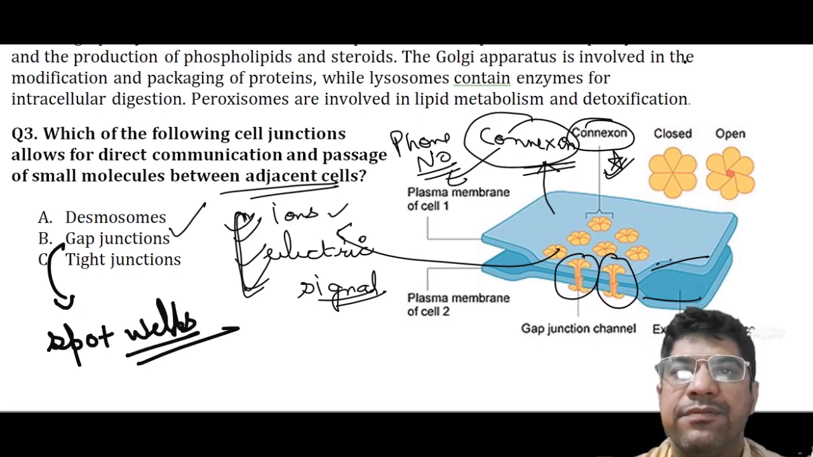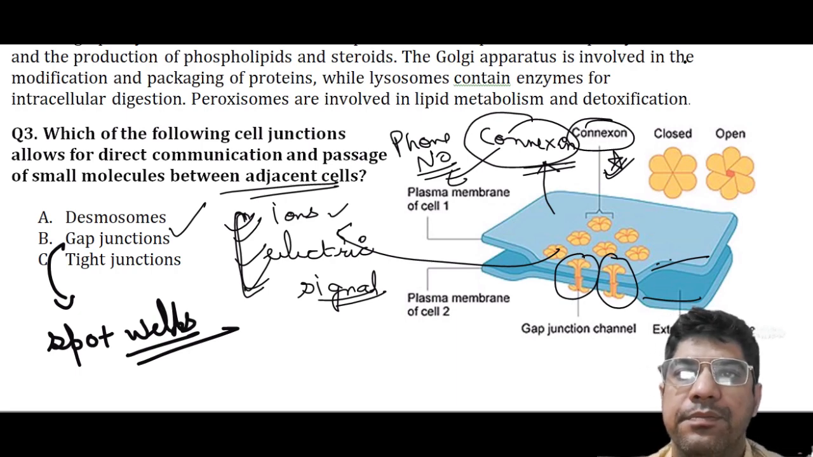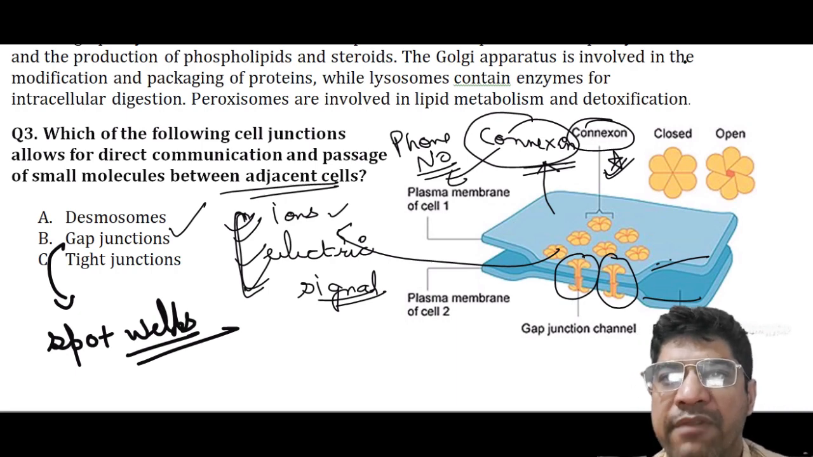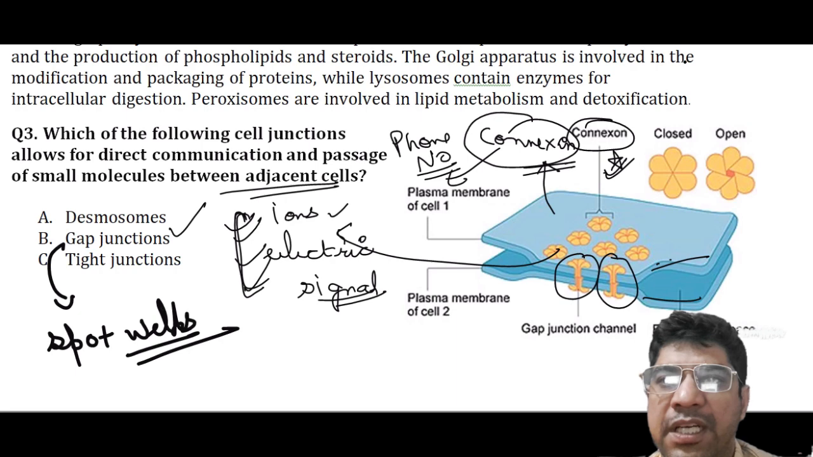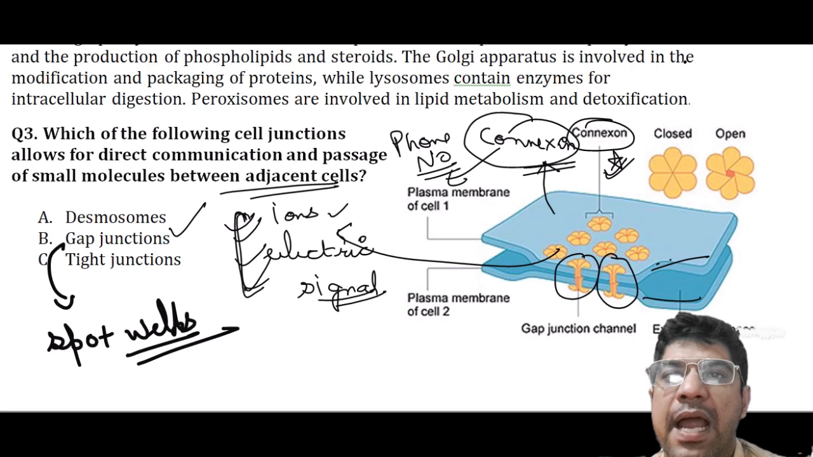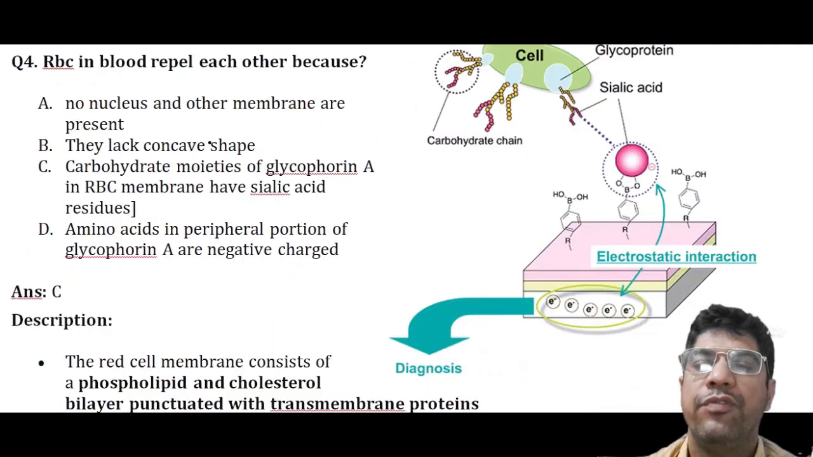Hemidesmosomes are like anchors for the cell to their surroundings. They keep the cells in place and maintain the tissue integrity. So the desmosomes act as spot welders. Gap junction allows for the communication tunnels between the cells. The tight junction acts as a seal to prevent leaks. And hemidesmosomes are like anchors that attach cells to their surroundings. So your answer would be gap junction here. Let us move to the next question.